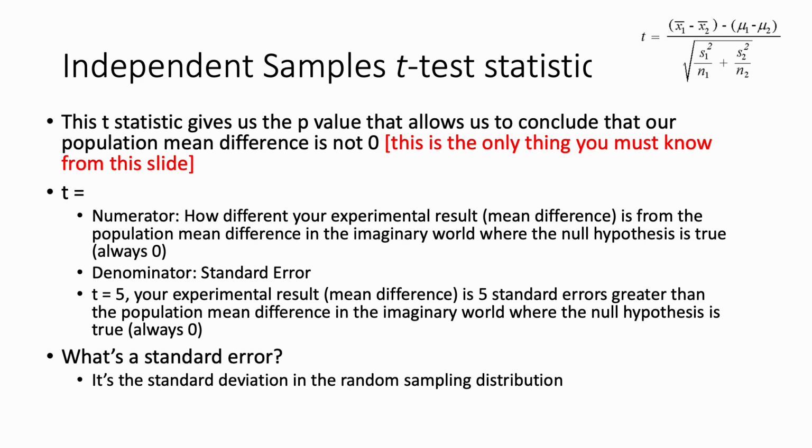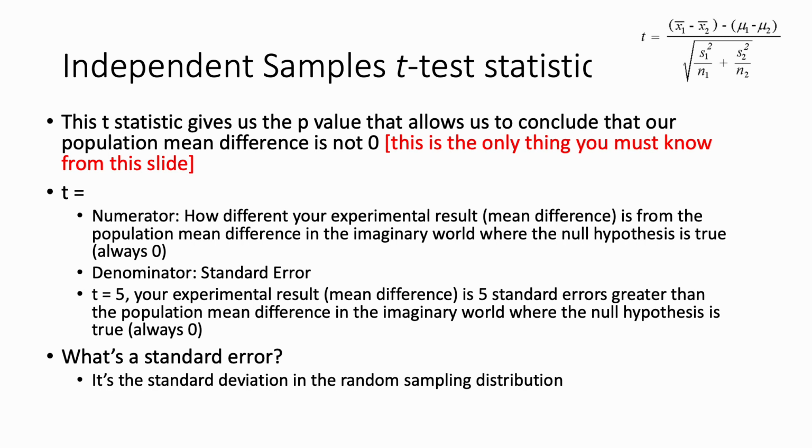I'm going to define that in the next couple of slides, but I just want to say we find a T statistic of 5. What do I know? My experimental result, or your experimental result, or hey, we're working together, our experimental result. Our sampled mean difference in our experiment is 5 standard errors greater than the predicted mean difference if the null were true. And I kind of define that: the population mean difference in the imaginary world where we assume the null hypothesis is true, which is always 0.